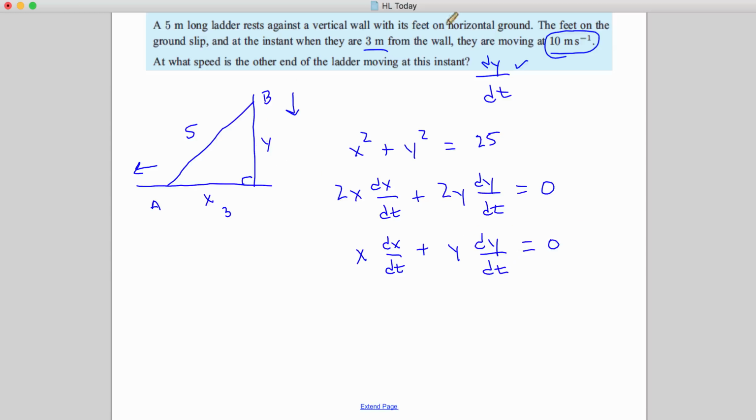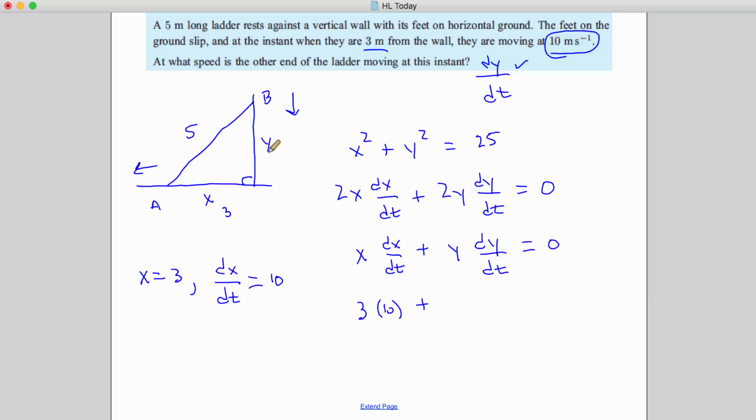Now we're going to use the information here. We know that at the instant when x is equal to 3 meters, we also know that the horizontal change, dx/dt, remember the derivative is a measure of change, is equal to 10 meters per second. I'll just leave it as 10. We're solving for dy/dt, so let's substitute what we know. We know x is 3, dx/dt is 10, so 3 times 10, plus y.